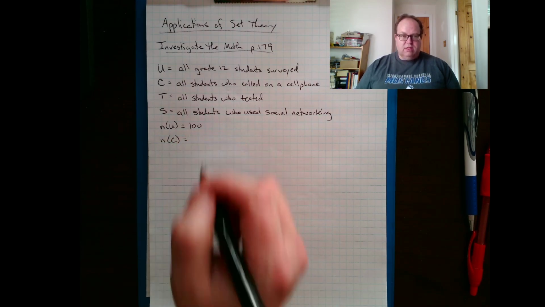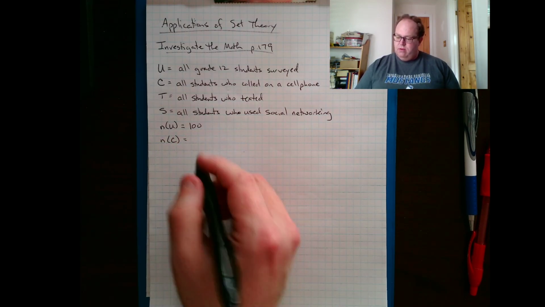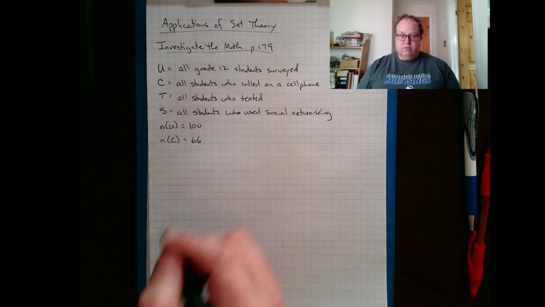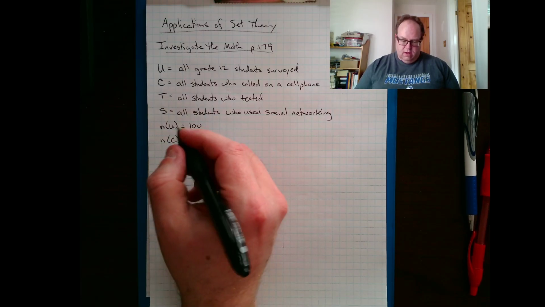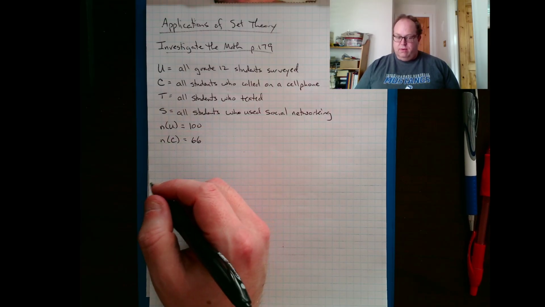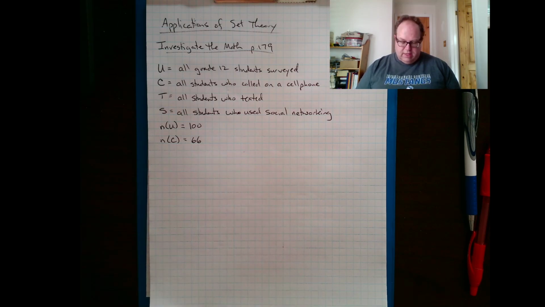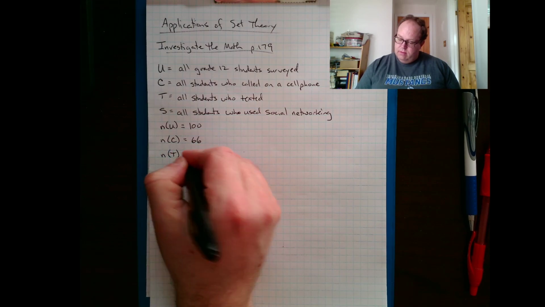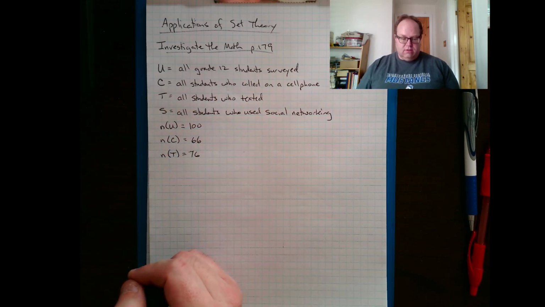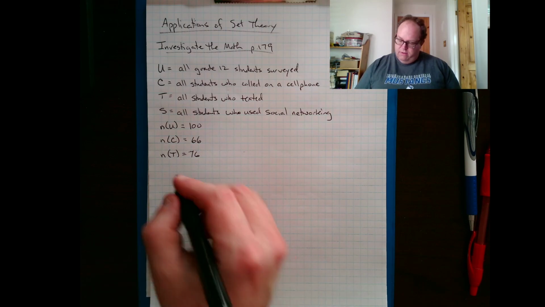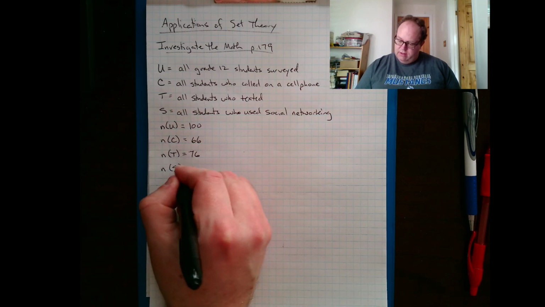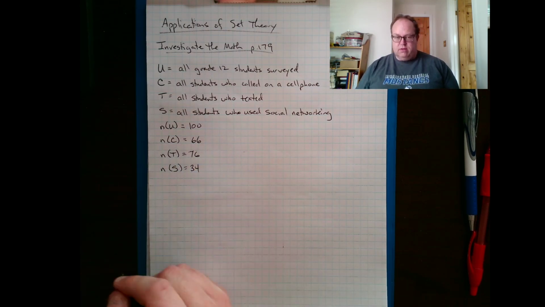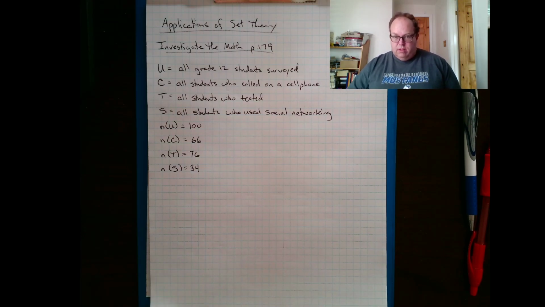My first statement is 66% of them called on a cell phone, so the number in the cell phone group should be 66. 76% texted, so the number that texted is 76. 34% used a social networking site. So far, so good. But now a couple of other statements where we need to dig into these concepts of intersecting sets and unions of sets.